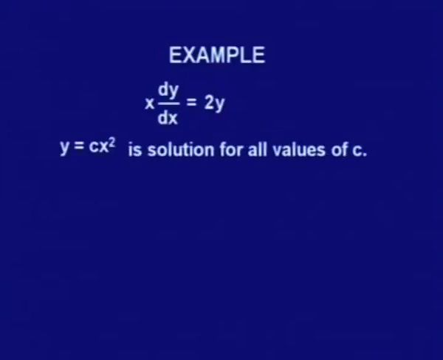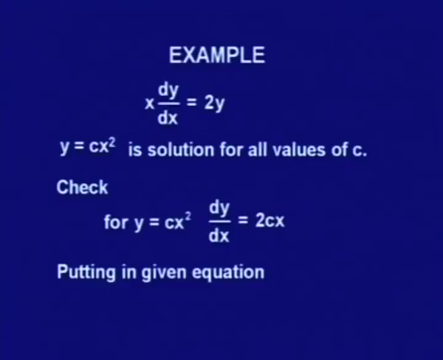We have just seen this example, x times dy over dx is equal to 2y. Now, if I take this function c times x square, we can check that this is also a solution of this equation for all values of c. See, y is equal to cx square, so dy over dx will be 2cx. Now, if I substitute these into the equation, I get x times 2cx is equal to 2cx square, which is nothing but the right hand side. Thus, cx square is also satisfying this equation for all values of c.